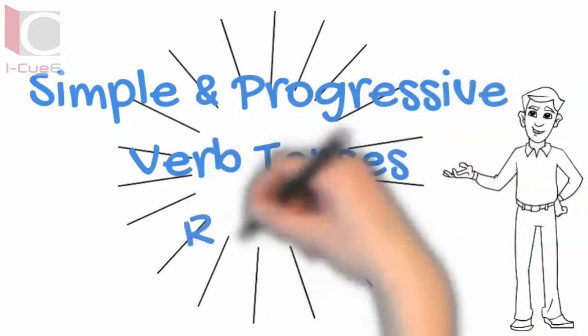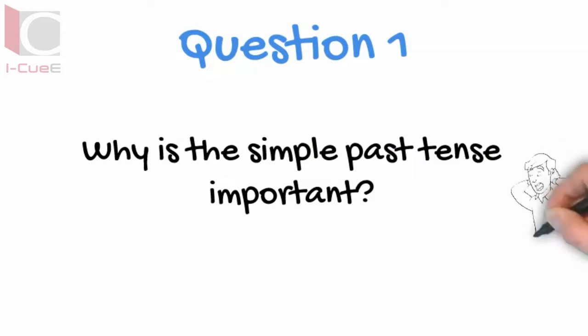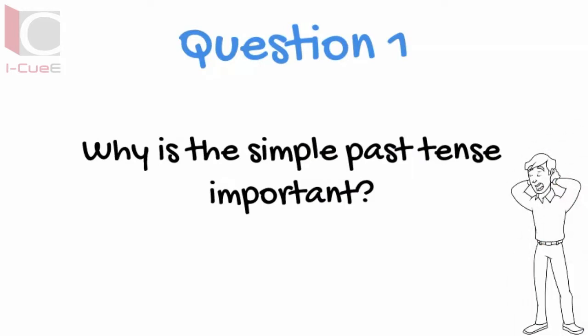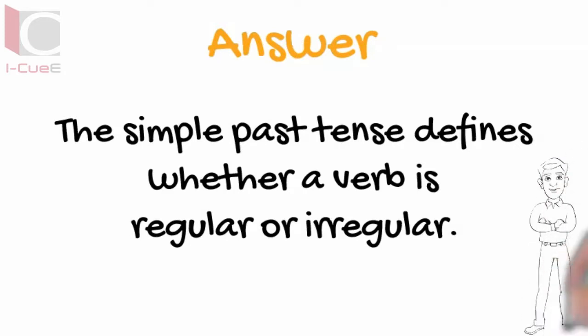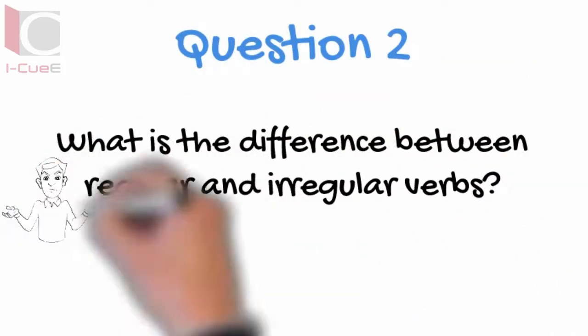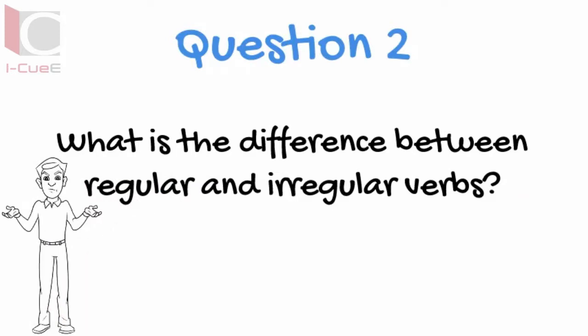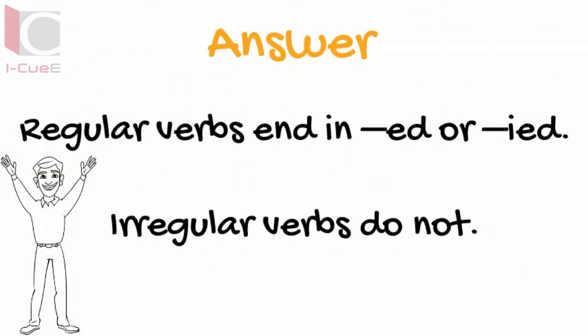Simple and progressive verb tenses review. Why is the simple past tense important? The simple past tense defines whether a verb is regular or irregular. What is the difference between regular and irregular verbs? Regular verbs end in ed or ied. Irregular verbs do not.